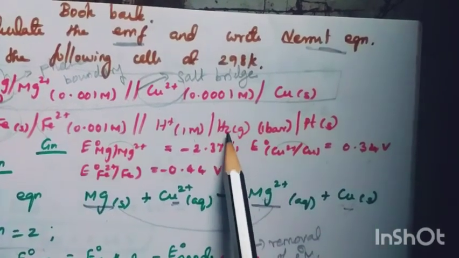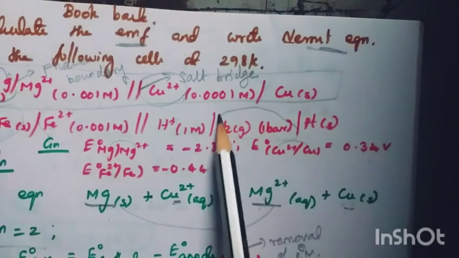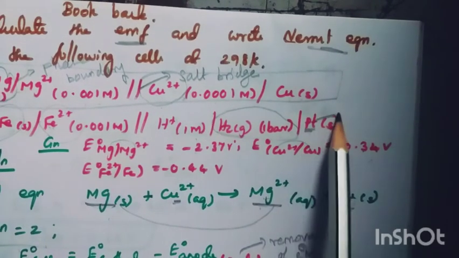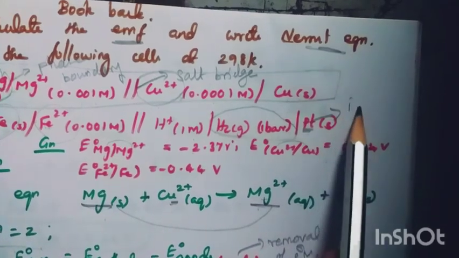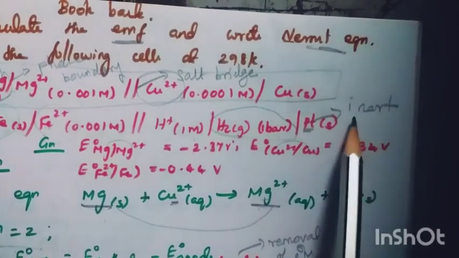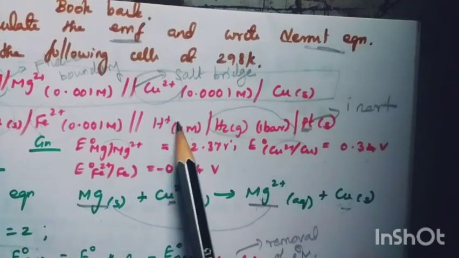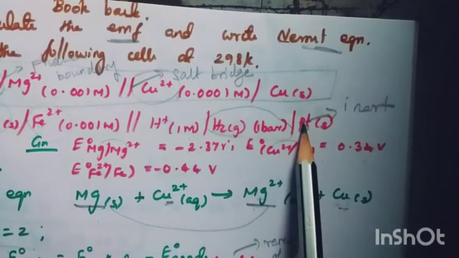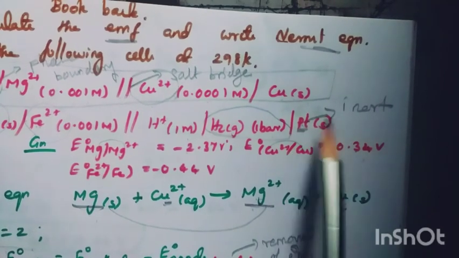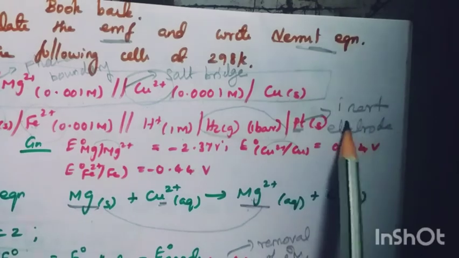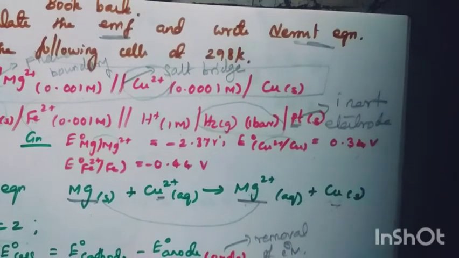Here, this H2 cannot act as an electrode. This platinum is also used. This is called an inert electrode. Platinum does not take part in the reaction, but it is used to help. That means the H plus ions from the H2 get deposited on the platinum electrode and take part in the reaction. So this is called an inert electrode.